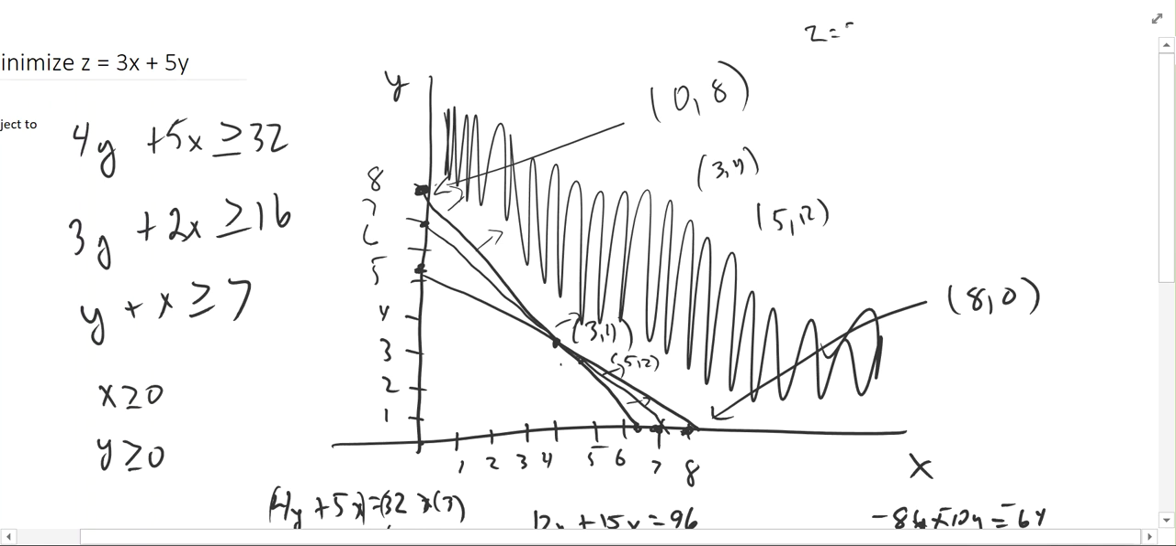So z was equal to 3x plus 5y. So if x is 0 and y is 8, I'll get 3 times 0 plus 5 times 8. That's going to give me a z value of 40. 3, 4. 3 times 3 is going to be 9. 5 times 4 is 20. 9 plus 20 is 29.